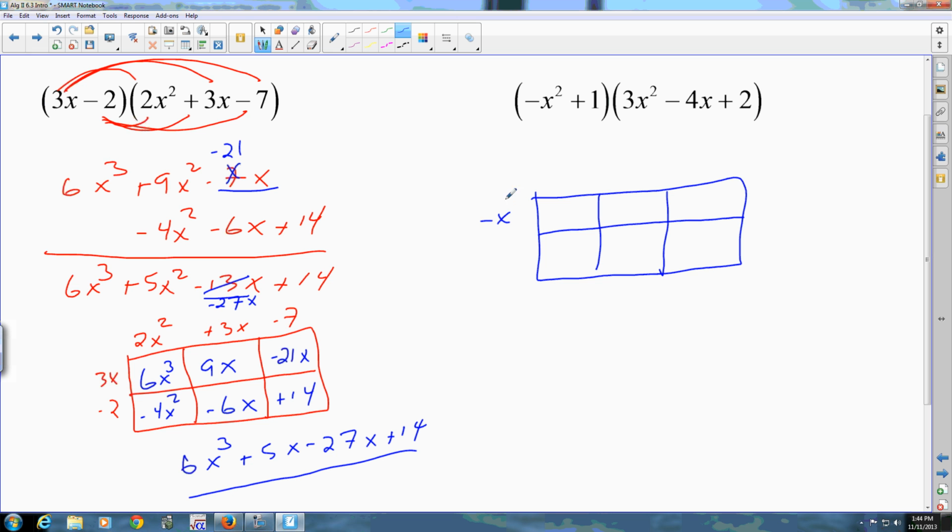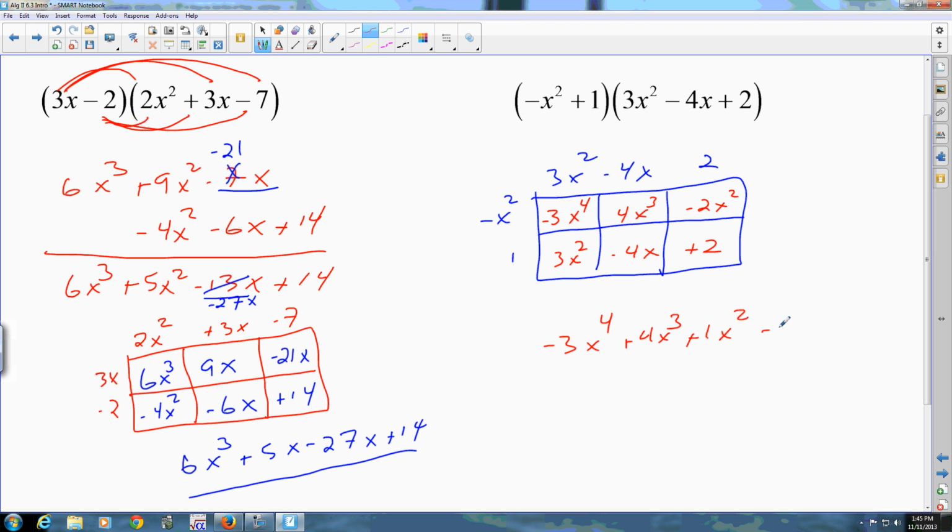So just to show you again, minus x plus 1, 3x squared minus 4x and 2, and then you just multiply the pieces together. So inside this box would be a minus 3x to the 4th. So that would be 4x cubed minus 2x squared. 3x squared minus 4x plus 2. And then if there are any like terms, you go ahead and you add them together. There's no other cubes, so that would be plus 4x cubed. 3x squared minus 2x squared is a plus 1x squared minus 4x plus 2. So that would be your final answer.